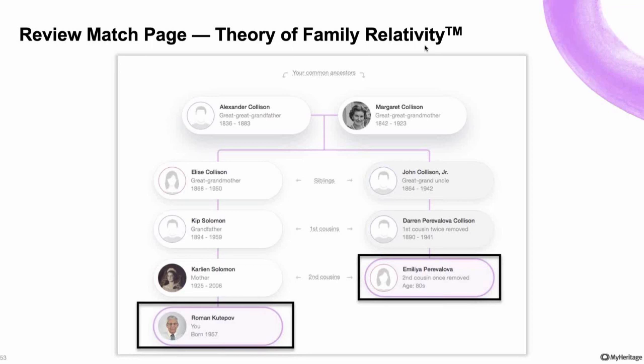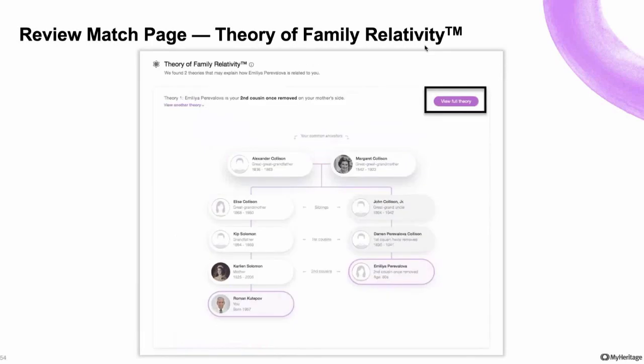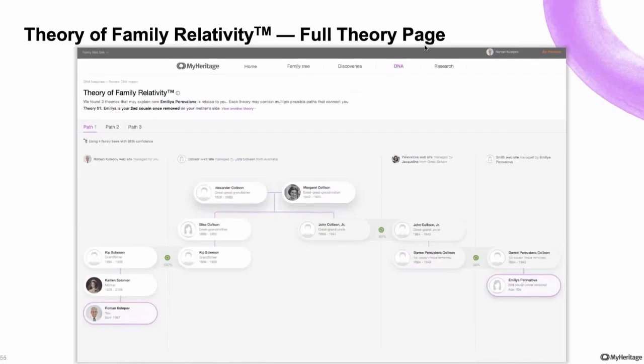And you can see here a path of how the two of them are related through Alexander and Margaret, their common ancestors. But neither Amelia nor Roman had Alexander and Margaret in their trees. So how are we able to come up with that? So you can click on the View Full Theory to see exactly how that turned out. And you'll get to this page showing you a detailed overview of how we were able to come up with this theory. Let's go one by one.